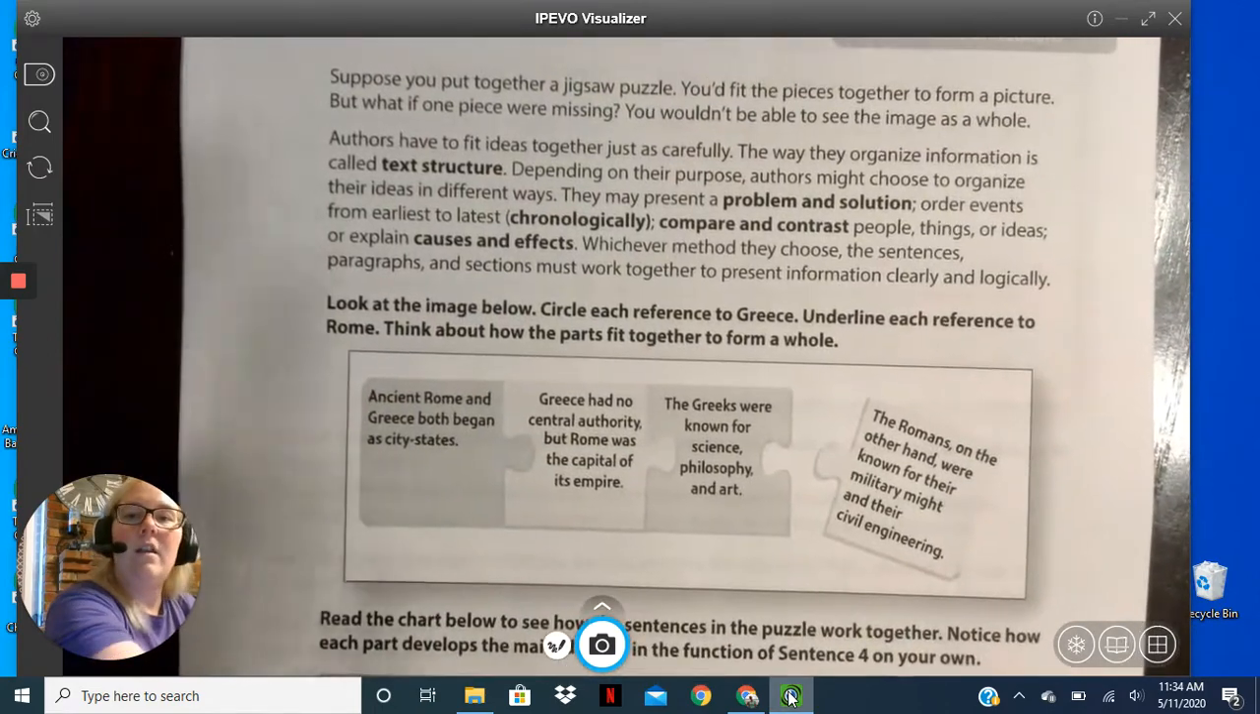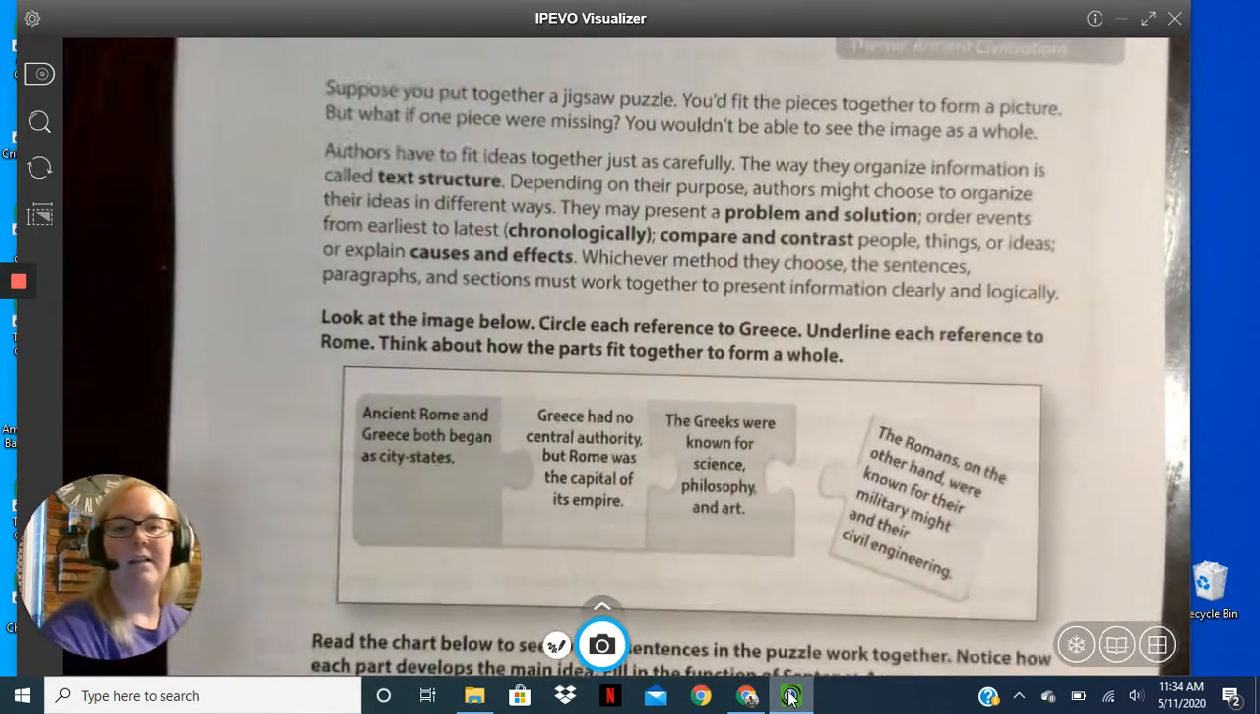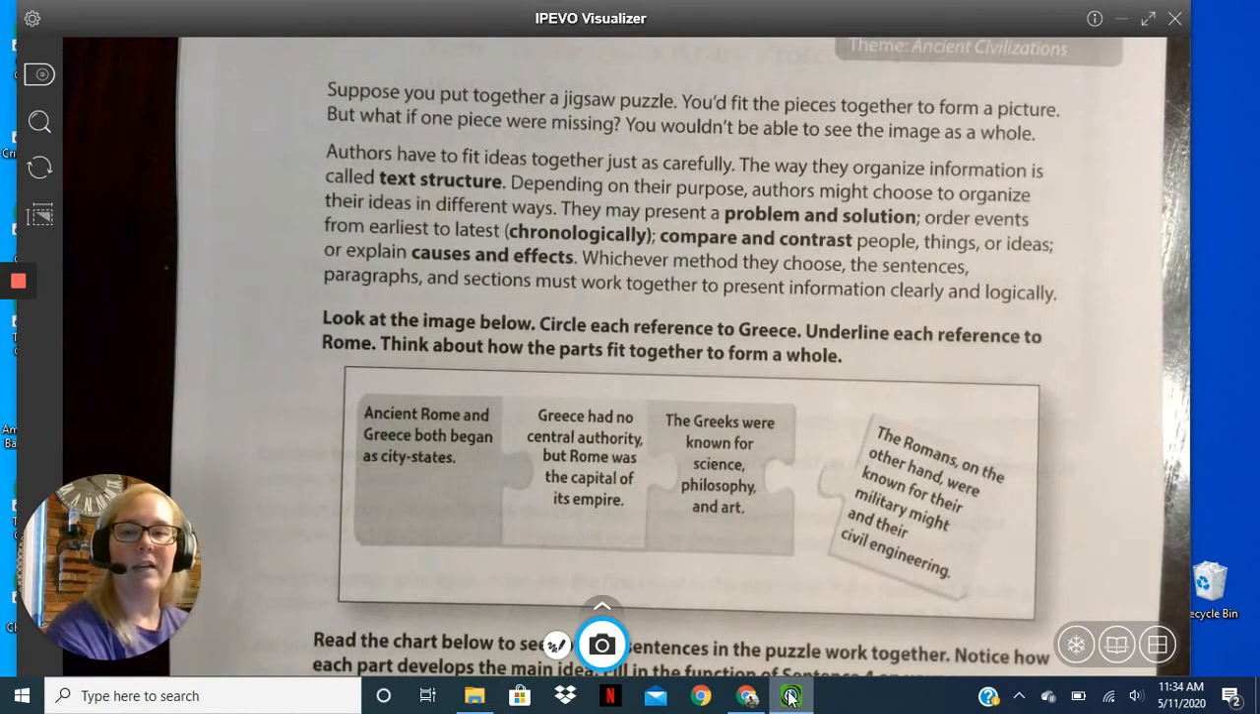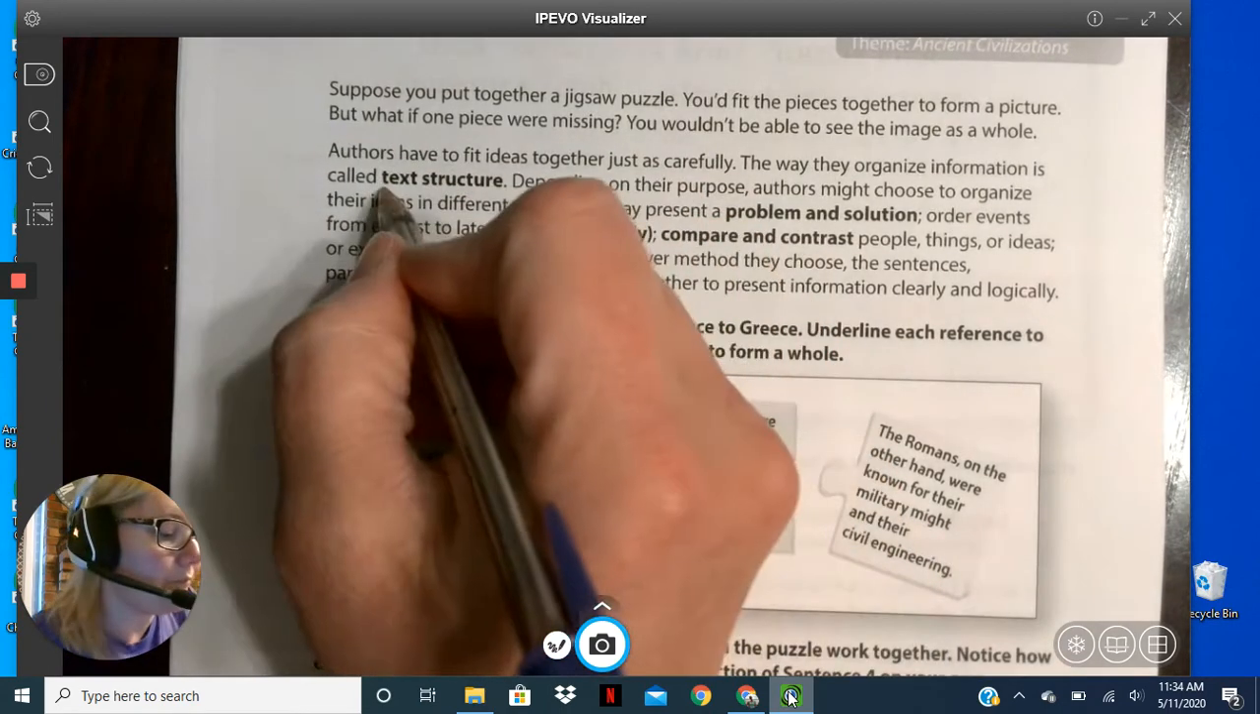Okay, so let's say you were putting together a jigsaw puzzle. You'd fit the pieces together to form a picture. But what if one piece were missing? You wouldn't be able to see the image as a whole. Authors have to fit ideas together just as carefully. The way they organize information is called text structure.